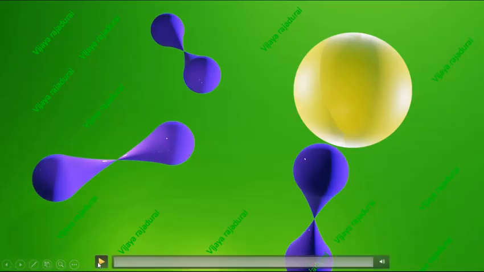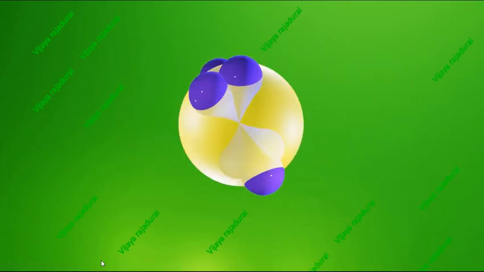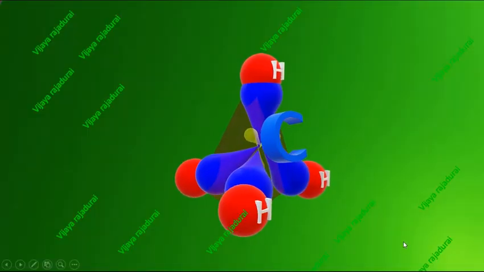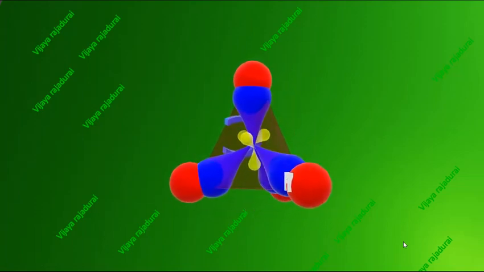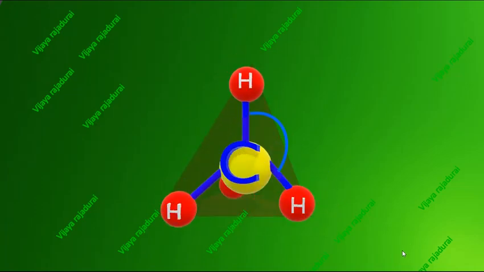This is the overall animation of formation of sp3 hybridized methane molecule. Structure of methane molecule is tetrahedral. Here you can see the 3D dimension of methane molecule. The angle between two sp3 hybridized orbitals is 109.5 degrees.